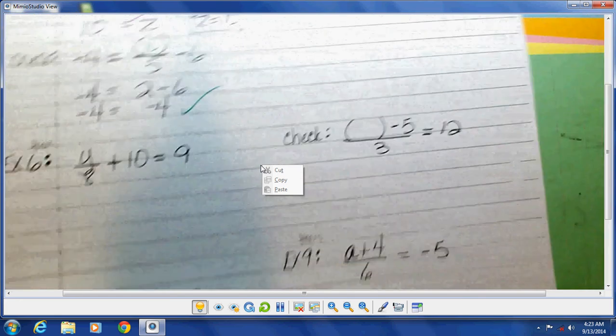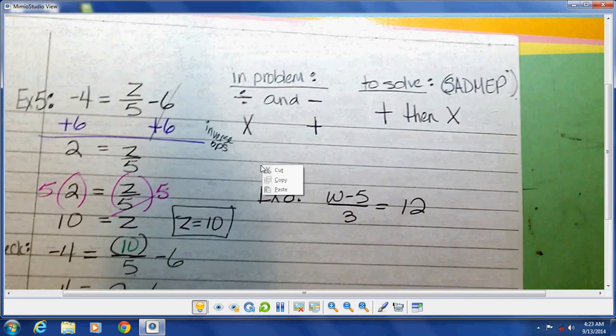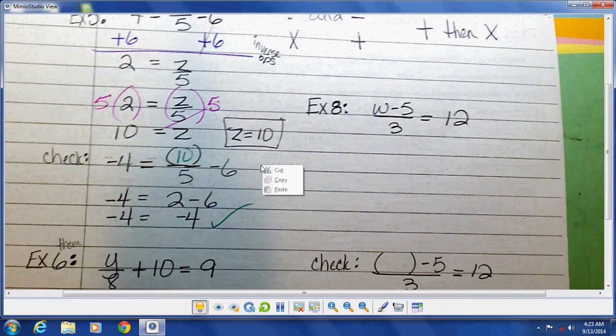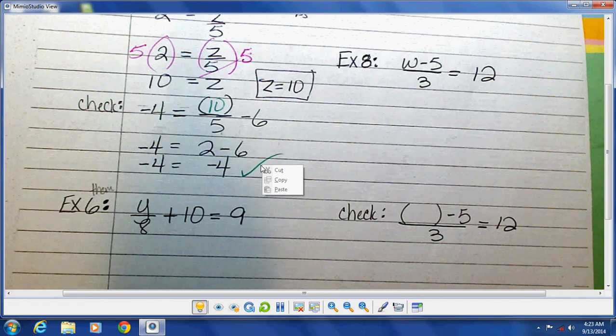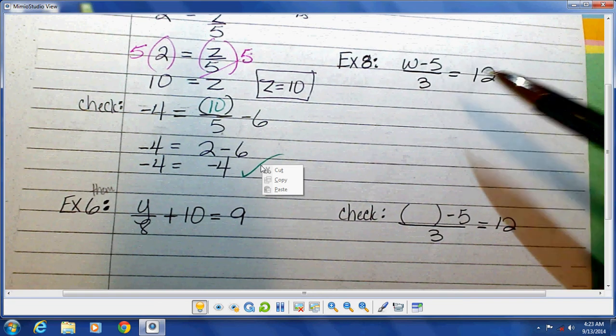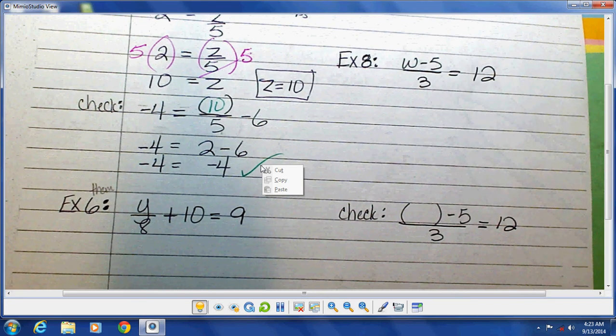Okay, let's go to example 8. Now, in example 8, we have kind of a special situation here because we have a whole entire variable expression in our numerator that's being divided by 3 here. So in this case, we actually want to go ahead and remove that 3 from the denominator first. So therefore, we want to go ahead and do the inverse of the division, which is multiplication.